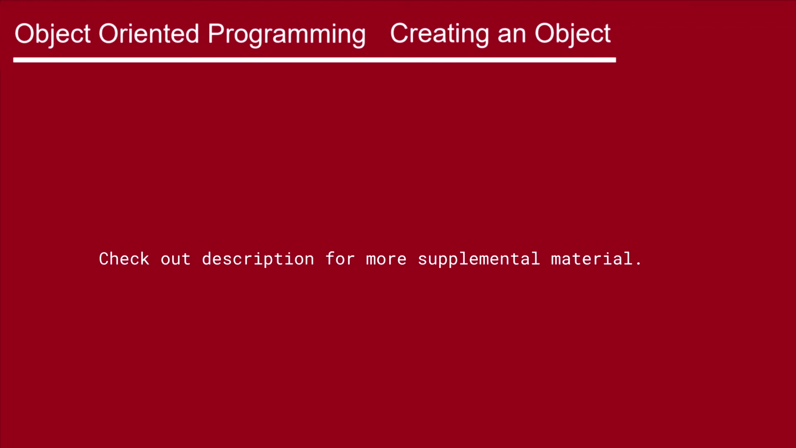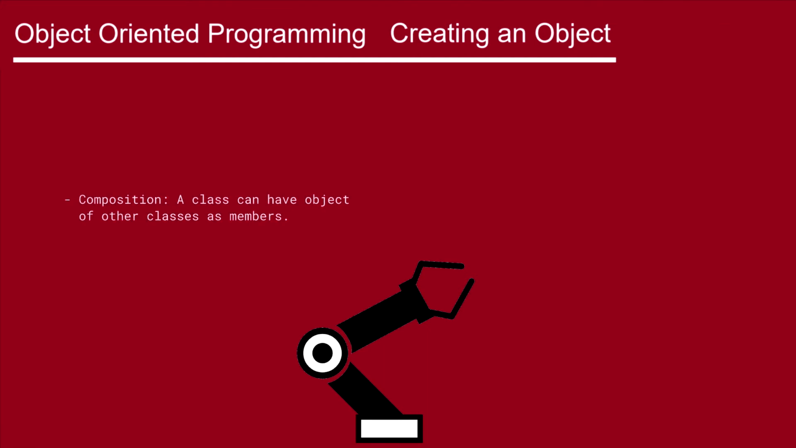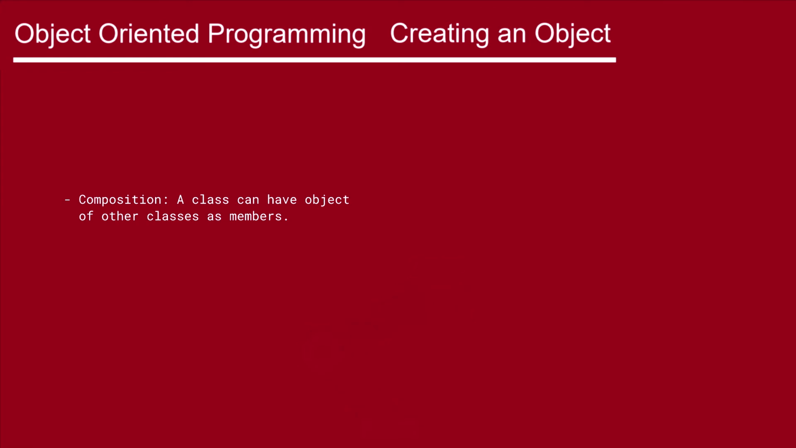We will not be going over turning our objects into an Arduino library, but if that is something you are interested in, check out the supplemental links in the description. Creating a new object can be a great way to break down the physical components of our robot into reusable chunks of code. We can also take advantage of composition when creating our object. That is, we can have an object that itself has instances of other objects inside of it.